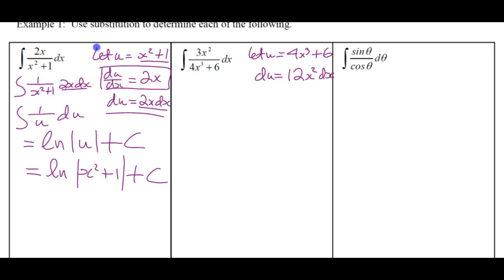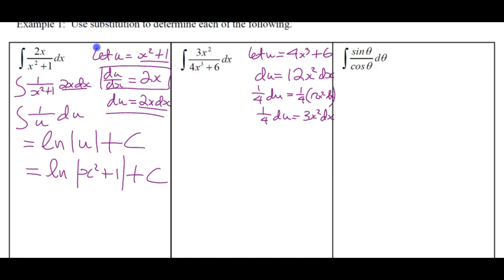12x squared dx. All right, but our problem has 3x squared dx. So how do I make a 12x squared dx into a 3x squared dx? Divide by 4. Here's what I'm going to do: I'm going to take 1 quarter of both sides. So 1 quarter du is going to be equal to 3x squared dx.